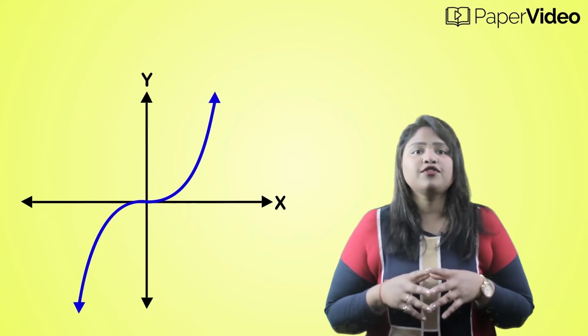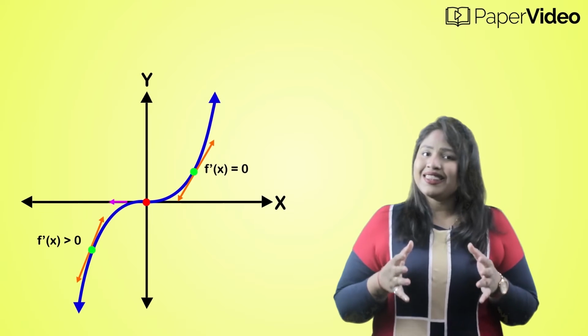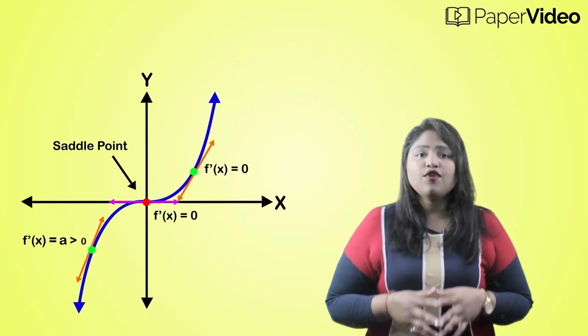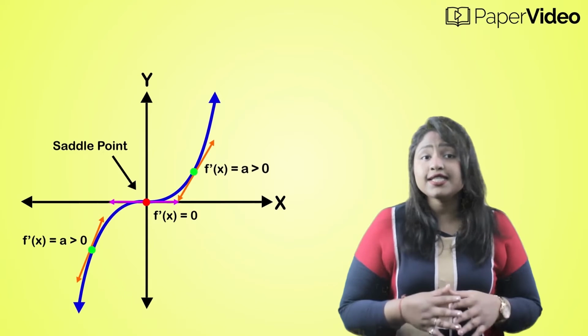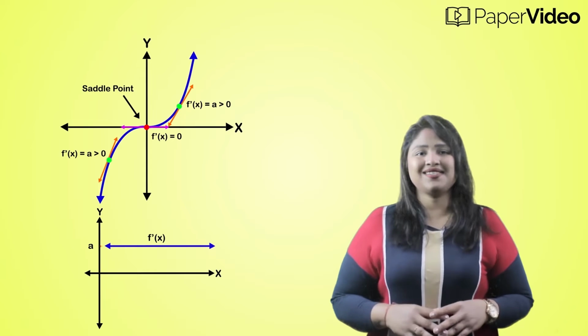When the derivative of the function does not change its sign when passing through a point, then that point is known as the saddle point. Suppose the derivative of the function at this point is a and again it's a at this point, so the graph of f dash x will be drawn like this.